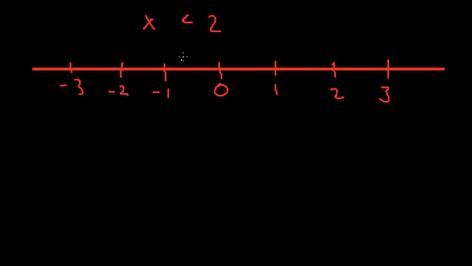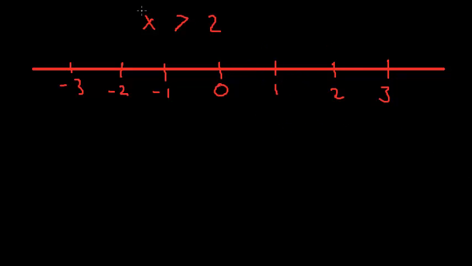What if though I had x is less than 2 without that "or equal to" sign? It's still less than 2, so I'm still going to start right here at 2, but I'm going to use a parenthesis to show that it doesn't quite actually equal 2, but it goes up to 2, and then everything less than that, going in that direction.